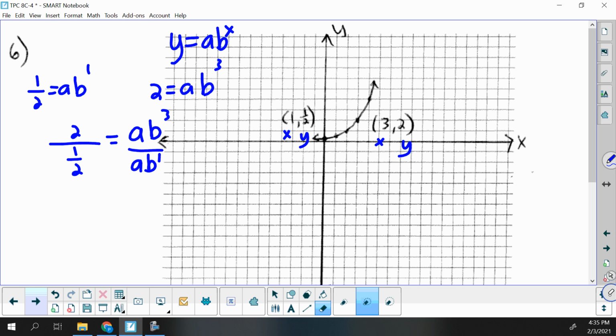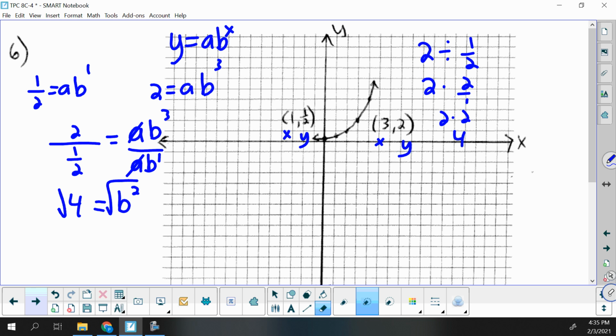On the left, you have a fraction within a fraction. So let's do our division horizontally. 2 divided by 1/2. We'll do keep, change, flip. So that's 2 times 2 over 1, which is really just 2 times 2, which is 4. The a's divide out. When we subtract our exponents, we get b squared. Take your square root of both sides, and we'll get b is equal to 2.